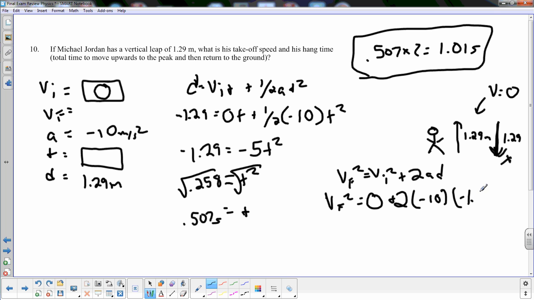Why am I doing this in a calculator? VF squared equals 12.99 meters squared per second squared. Take the square root of both sides.